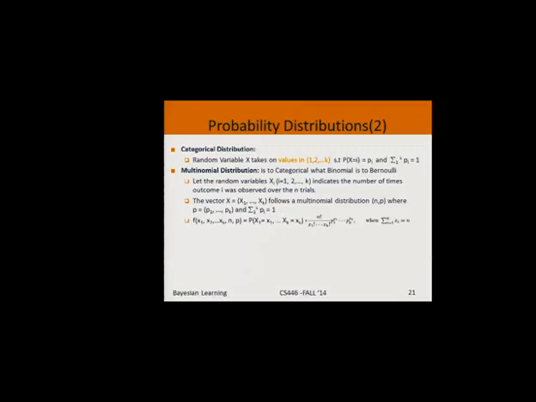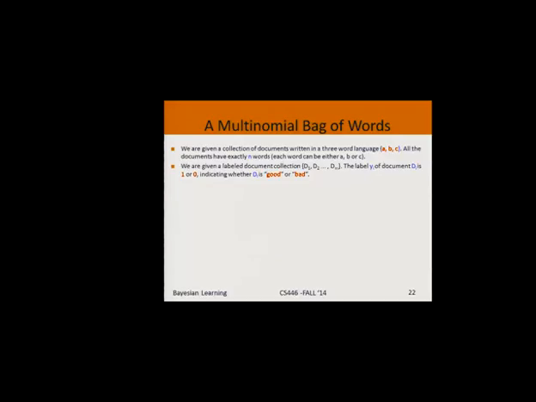P here is a vector of probabilities, p_1 up to p_k. Then the probability of making these observations is p_1 to the x_1 times p_2 to the x_2 times p_k to the x_k, times n factorial divided by the x_i factorials. Again, something that you've seen before. And again, the relation between binomial and Bernoulli is exactly the same as the relation between multinomial and categorical. Okay, so this is something you know. Now let's see how we use it in the context of what we are doing here.